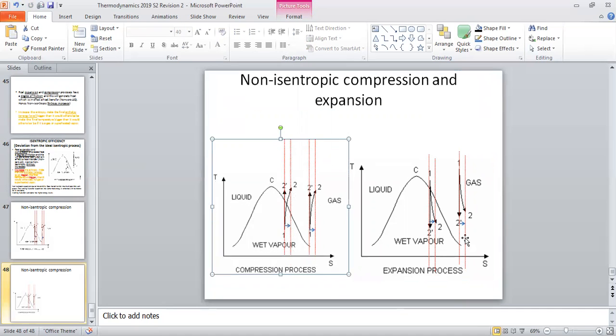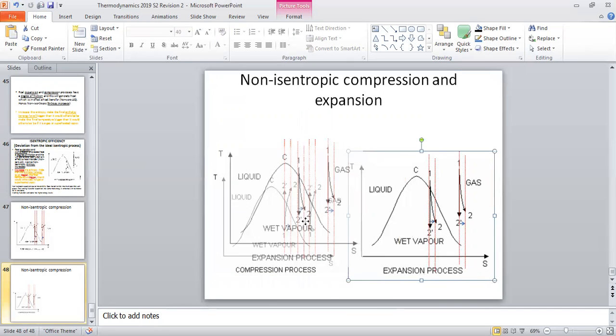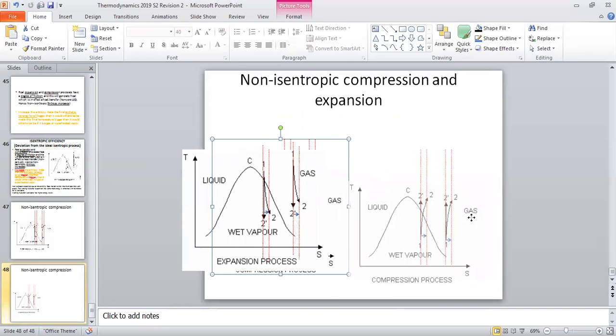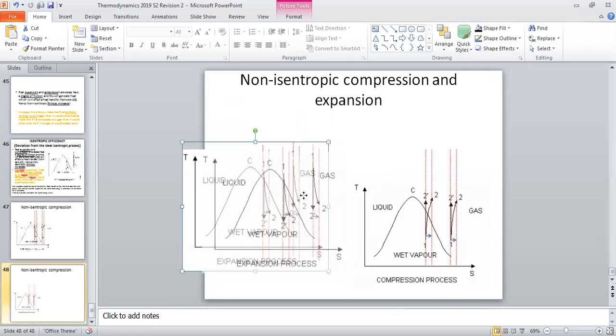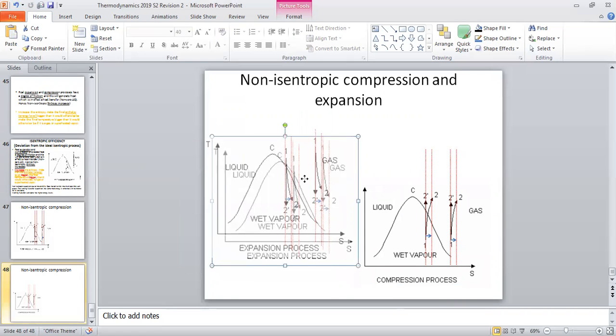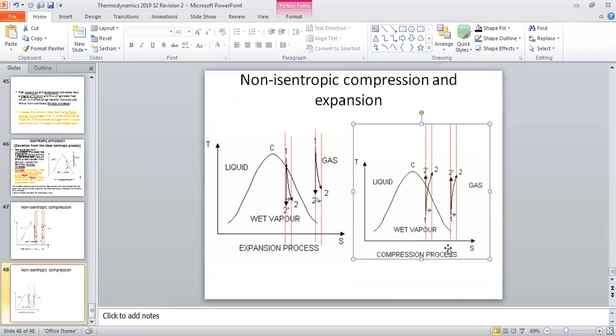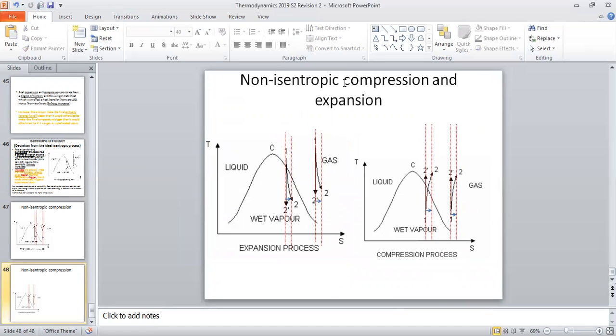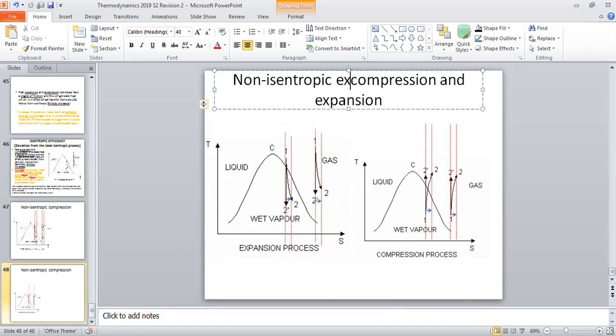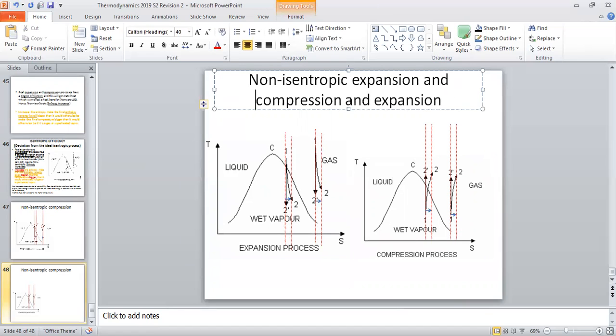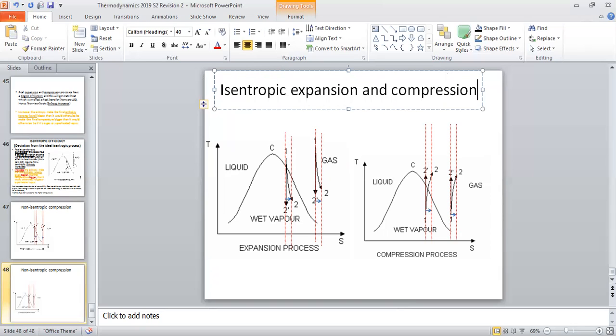Maybe I put expansion first, because probably you are familiar with the expansion. Compression next. And compression. So instead of non-isentropic, I put efficiencies.